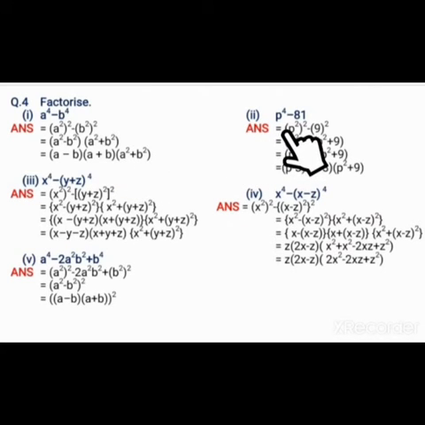Come to the second one, p raised to 4, that is p square raised to 2, and 9 square. So the first one is negative, the second one is positive: (p square minus 9)(p square plus 9). Now 9 is the square of 3, so p square minus 3 square. Here again you have to follow the identity a square minus b square, that is (a minus b)(a plus b). So (p minus 3)(p plus 3)(p square plus 9). Same as you have to follow the identity in the third, fourth and fifth one.